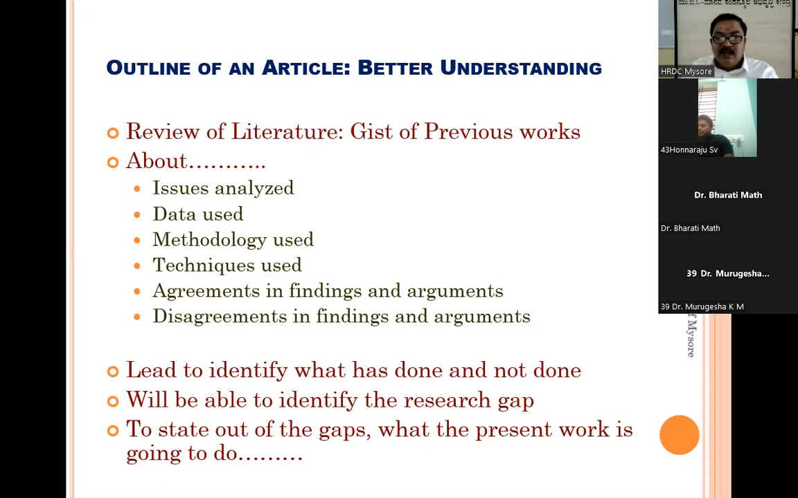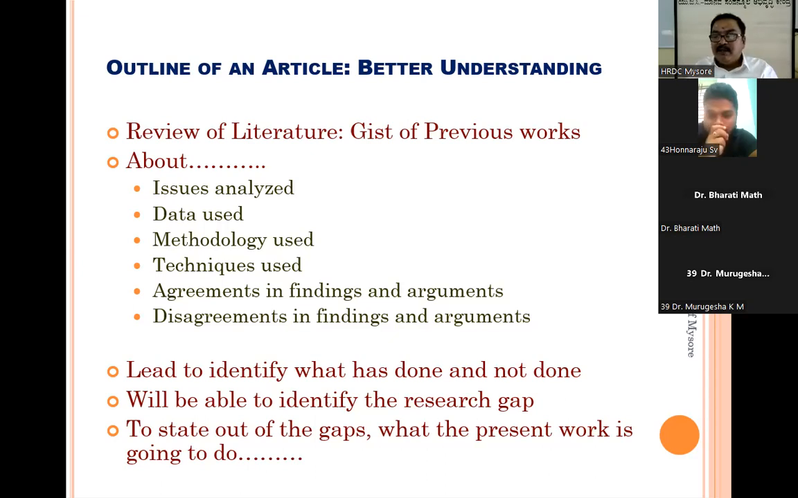And simultaneously, by reading the previous research work, you will see all the previous works will not talk about the same thing. For example, related to savings, whether saving is good for the country or not. Some people will argue, yes, saving is good for the country. But some other people will say, no, saving is not good for the country. Saving is good for the individual, but not for the country. So there are different opinions. By reviewing this, you will understand on what side you are going.